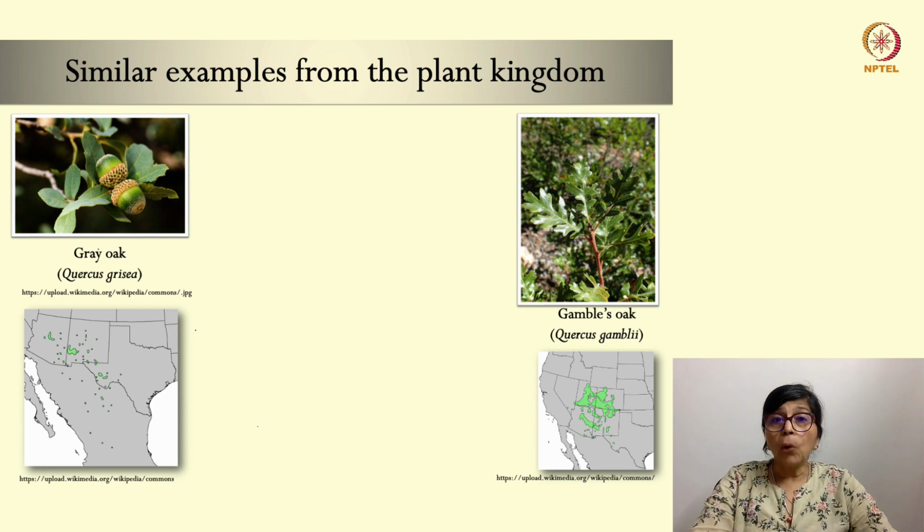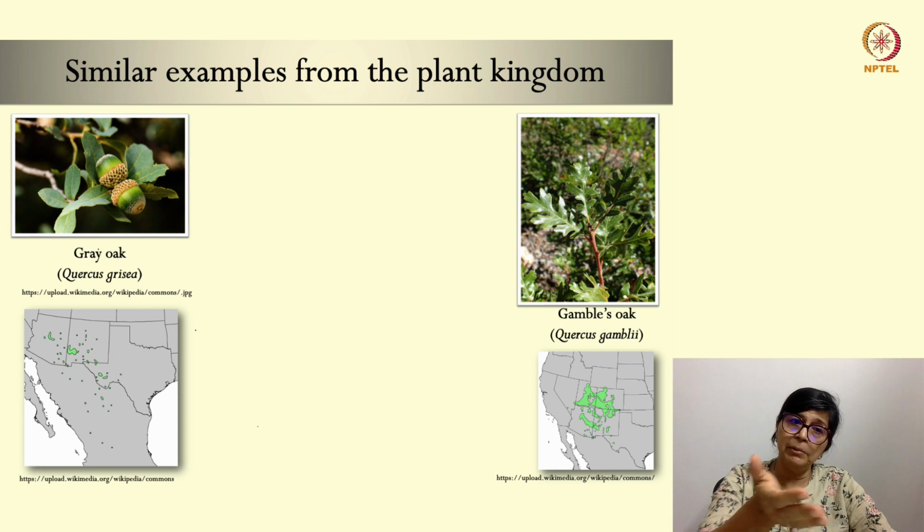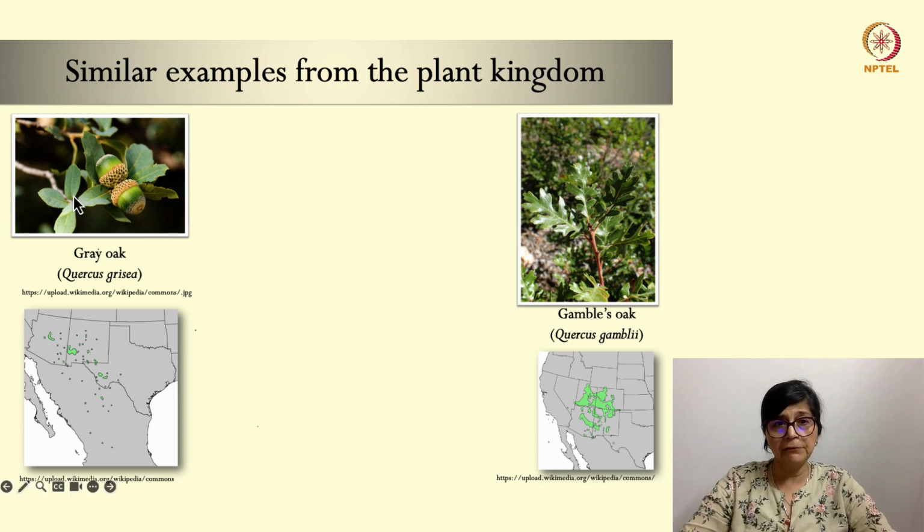Similar types of examples you will also see in the plant kingdom. For example, this is a grey oak on the left, whereas this is a Gambel's oak. The main difference is in the leaf, and of course a little bit of difference in the fruiting pattern, but you can see the leaf is significantly different. Here the leaf is very simple and small, here the leaf is so much more serrated and much bigger. Below you can see the distribution maps of these two. Grey oak is much more scatteredly distributed in the area, whereas Gambel's oak is also found in that area but much more abundant.